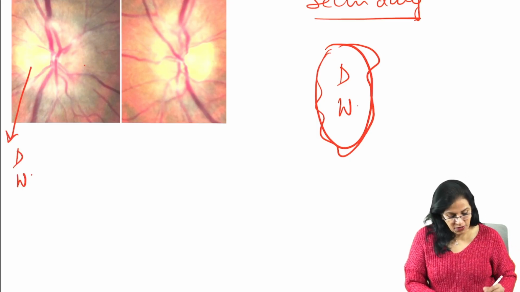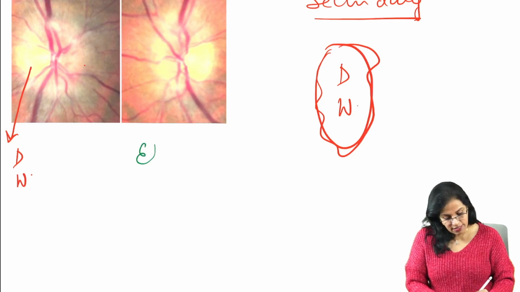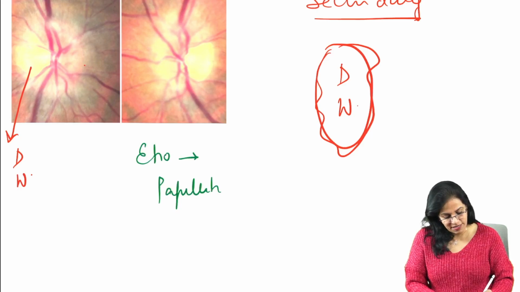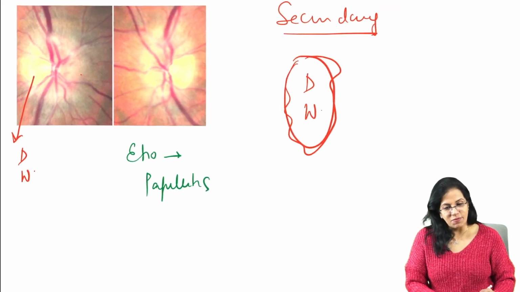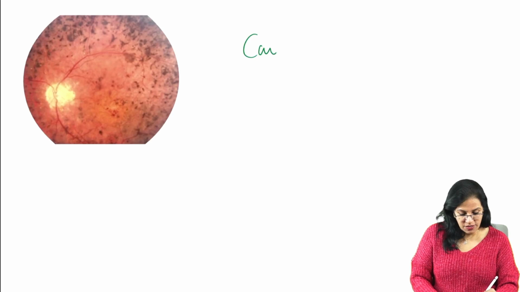And what will be the cause? This time it is secondary to the optic nerve problem. That is, cause here will be either papillitis or papilledema. Okay, so cause is papillitis or papilledema. Right? What is the third one? Consecutive. What is consecutive? When it is due to retinal disease.